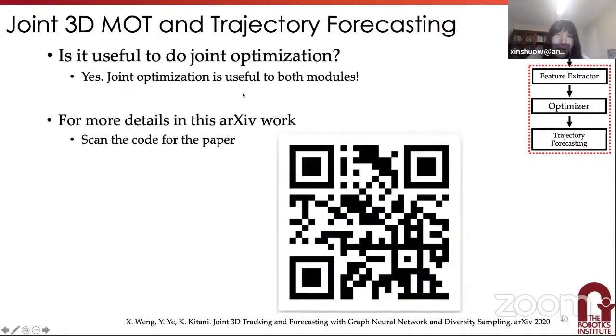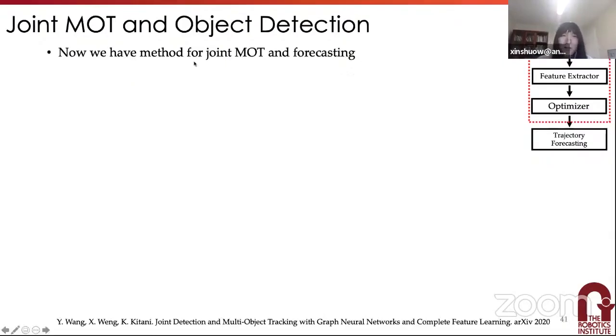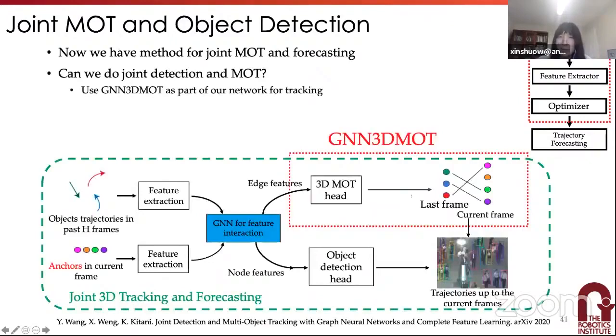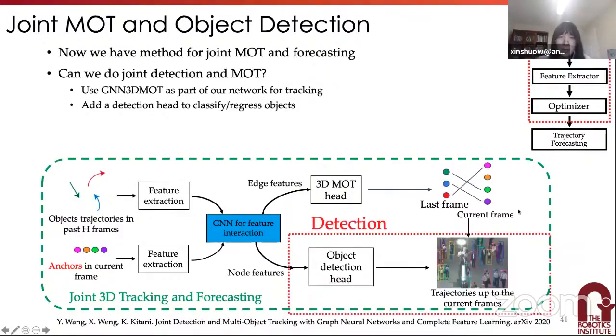Okay, so now we've proved that joint optimization is useful to both modules. And can we go further? We now have the joint MOT and forecasting. Can we do joint MOT and detection? Well, the answer is yes. Similarly, we again use our CVPR work as the component for tracking, but we add a detection head here to output the detections based on the anchors that we predefine on the image frame. This framework can also be extended to bird's-eye view and 3D detection, which we haven't done yet, but it's possible to be extended. And we will release the paper and code later.